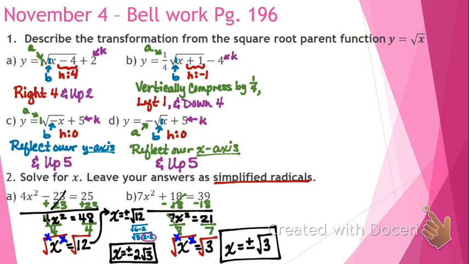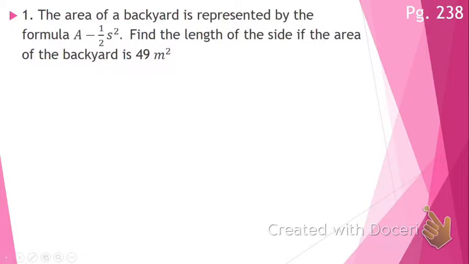All right, I want you to flip forward in your books to page 238. Page 238. The area of a backyard is represented by the formula A equals 1/2 s squared. That shouldn't be a minus. That should be an equal sign there. A equals 1/2 s squared. Find the length of the side. So the length of the side, this is telling me to find S.